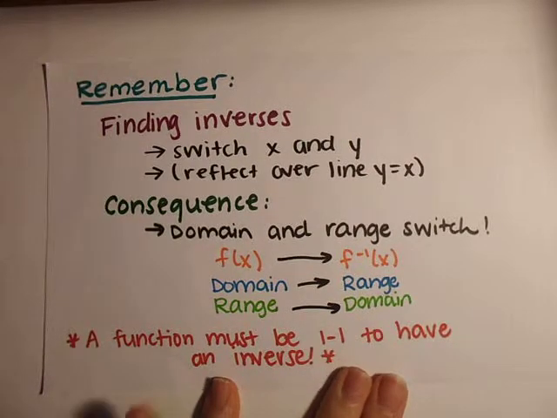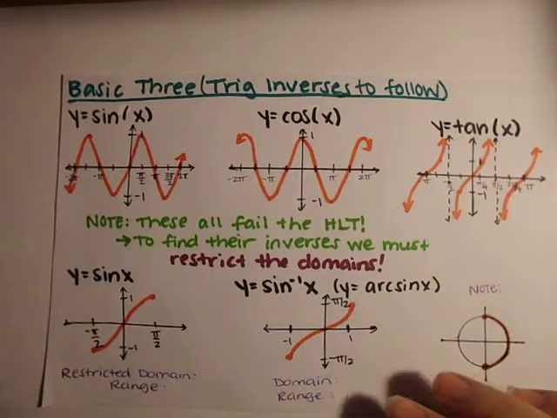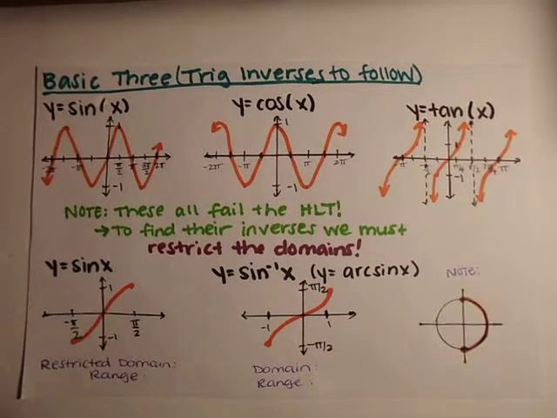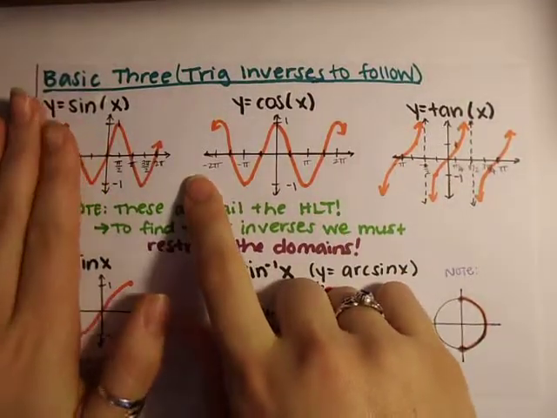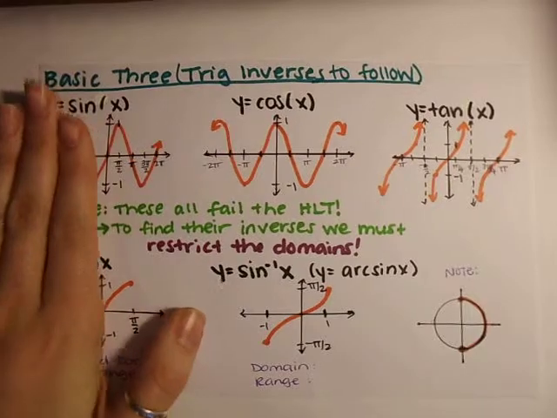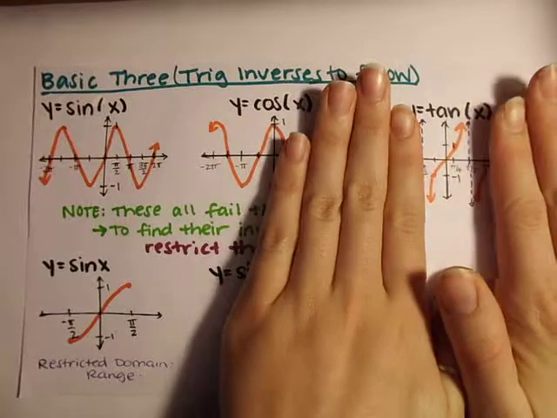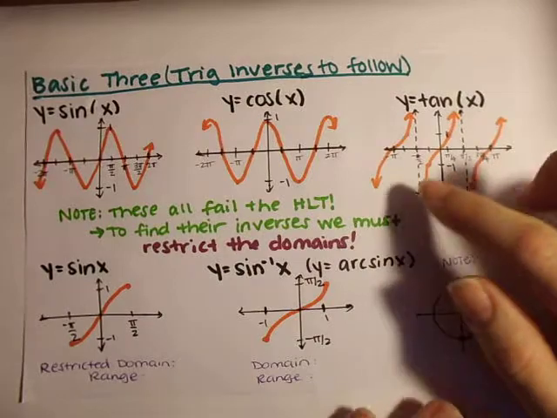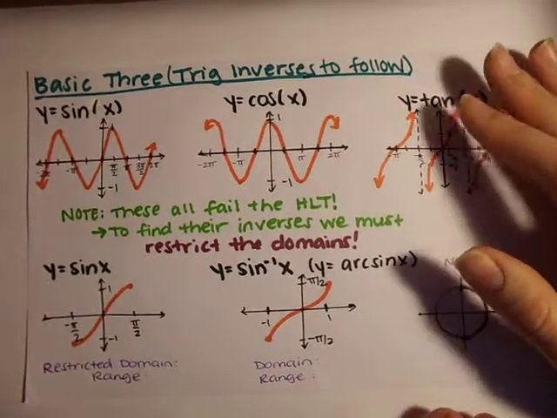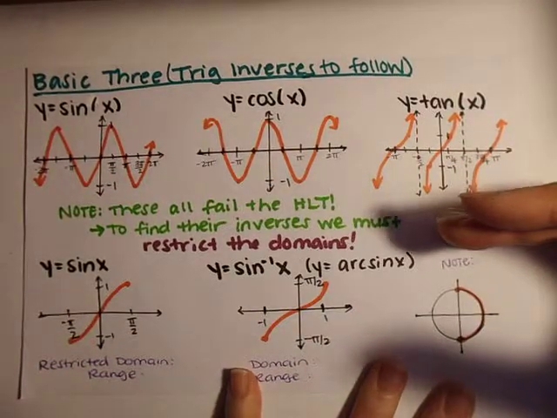In order to have an inverse, the function must be 1 to 1. And this becomes an issue with our trig functions. Our basic three trig functions are the sine of x, cosine of x, and tangent of x. You can see that to get a full cycle of each, sine has a period from 0 to 2 pi, cosine has a period of 0 to 2 pi, and tangent has a full period between negative pi over 2 and pi over 2. We're looking for something without breaks. So all of these fail the horizontal line test. They'll cross the line several times.